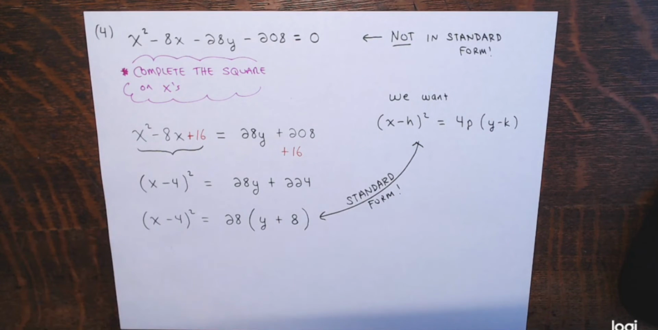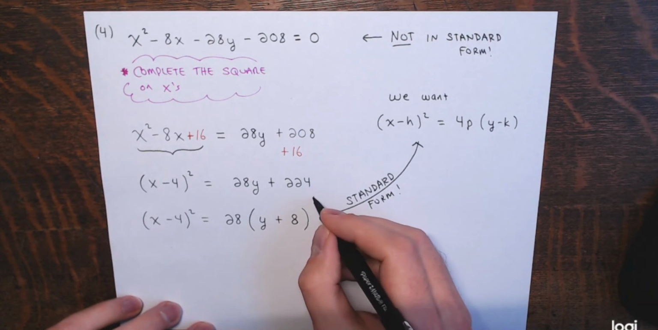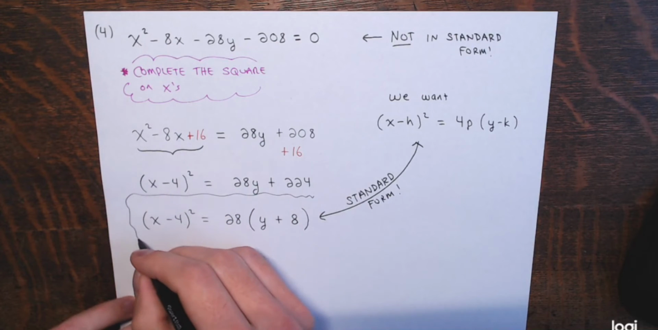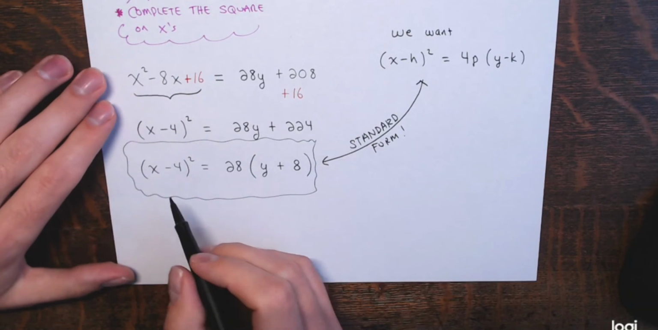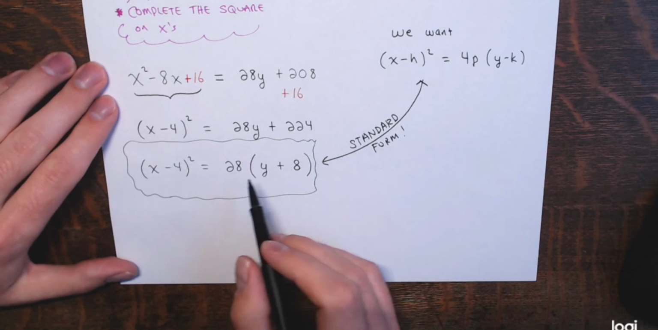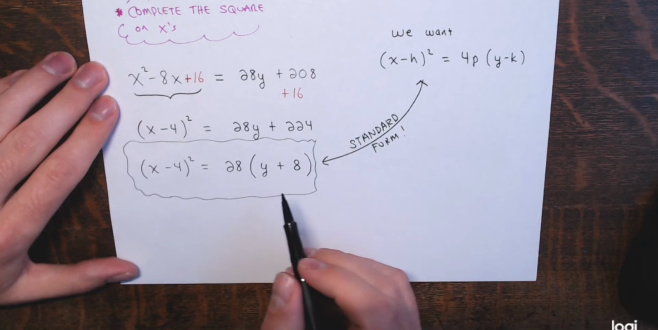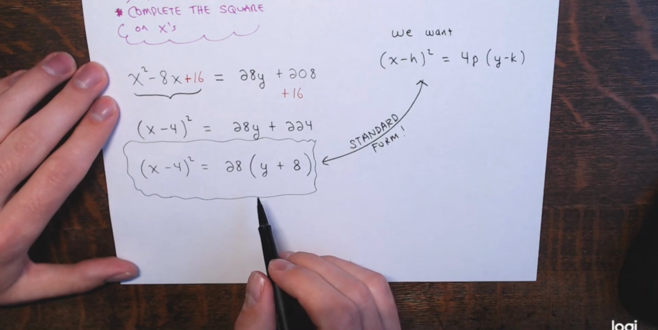Right, now we have the equation in standard form. In fact, I'll put this in a little box. And now that the equation's in standard form, I can graph the parabola just like in example 3. This is another one where x is squared, y is not. So the axis of symmetry will be vertical.